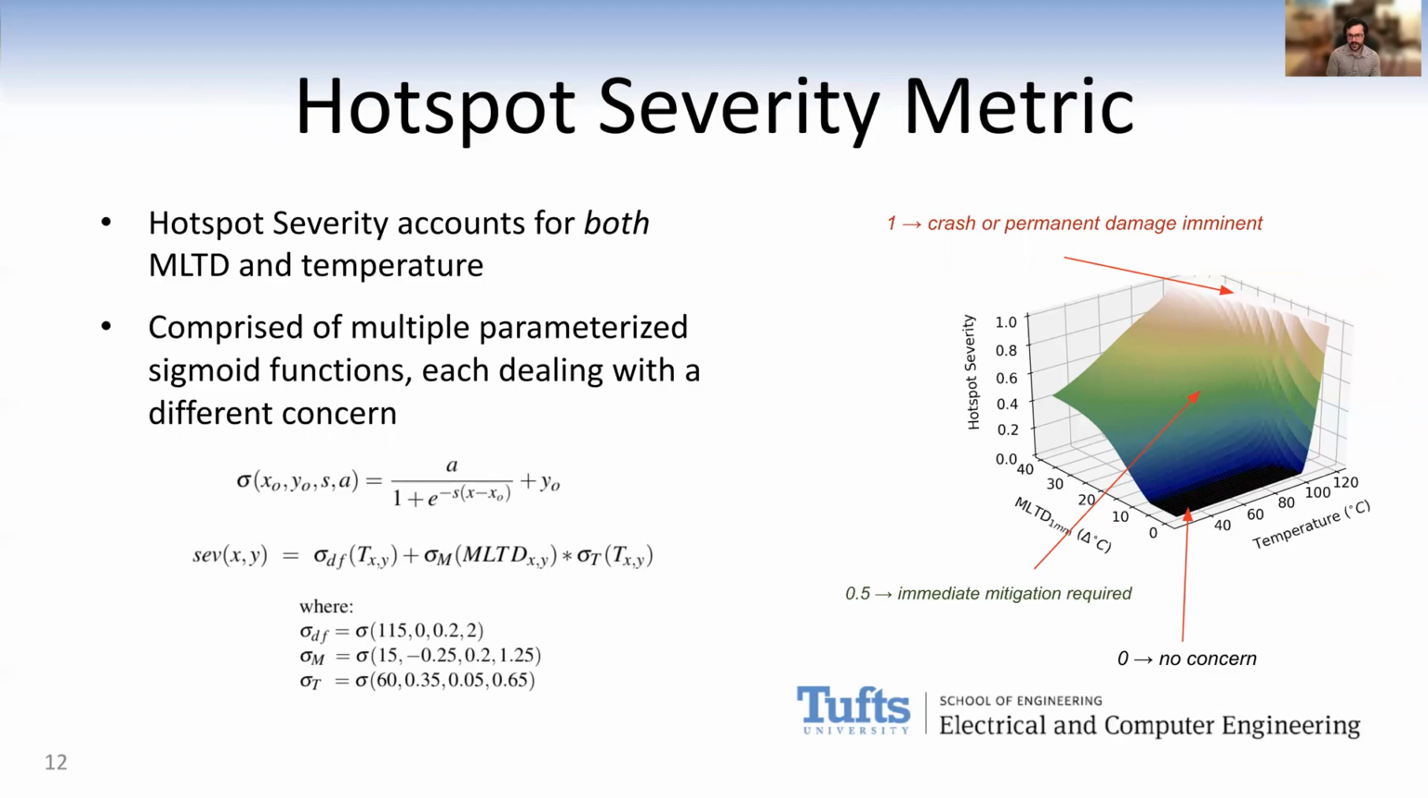The first term in the severity equation, sigma df, defines where device failure is imminent based solely on the temperature of the IC. The second term in our metric is the product of sigma m and sigma t, which are the marginal contributions of MLTD and absolute temperature for timing issues. It is necessary to consider both MLTD and absolute temperature simultaneously because of the nonlinear relationship between timing and temperature, which happens due to the opposite effects on timing that temperature has on logical circuits relative to global interconnects.